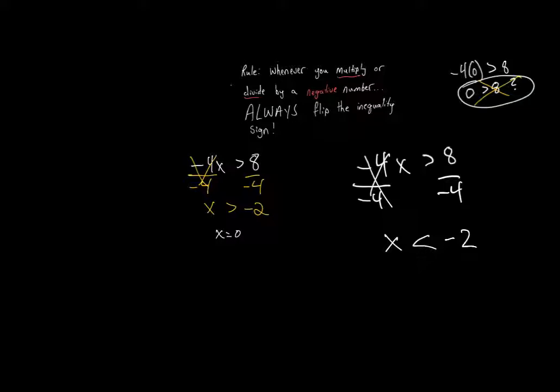So let's check our answer by picking a number that's less than negative 2. You could choose your number. I don't care what it is. It just has to be smaller than negative 2. For me, I'm going to let x be negative 5 because that's less than negative 2. And I'm going to plug that in.